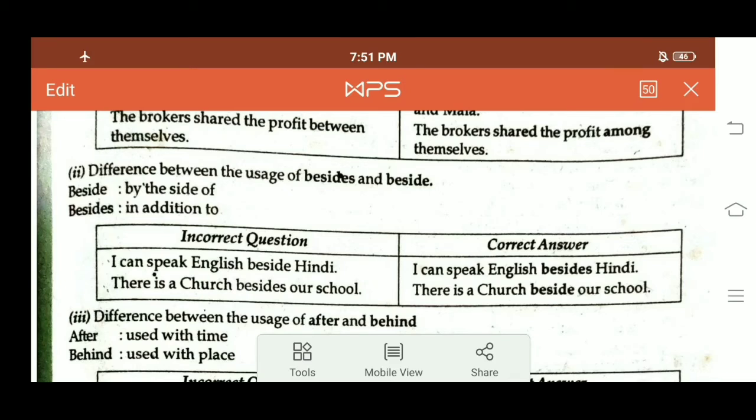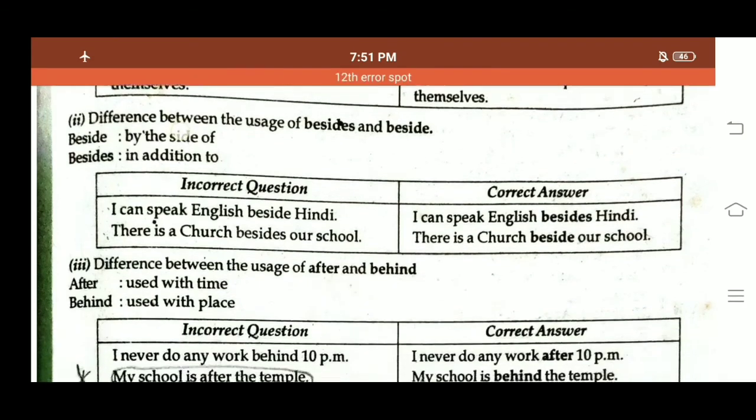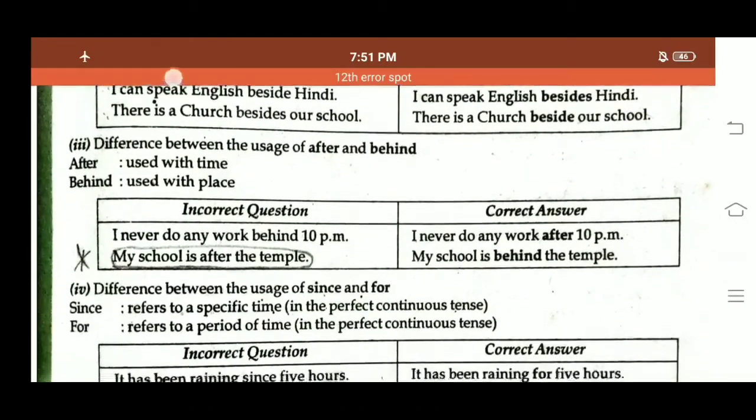Incorrect question: I can speak English beside Hindi. Beside means by the side of. No, I can speak English besides Hindi, in addition to Hindi. I know Hindi as well as English is the meaning. There is a church besides our school. Besides is wrong. There is a church beside our school. Beside means by the side of. So there is a church beside our school is the right answer.